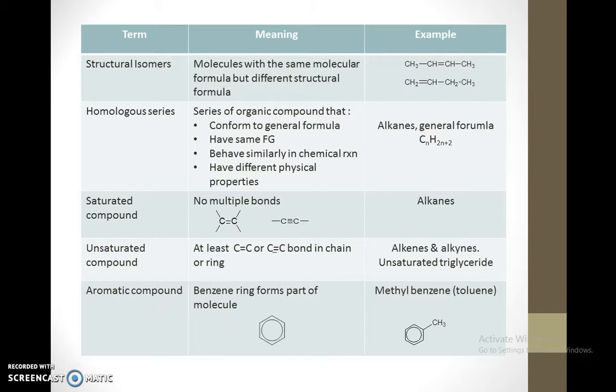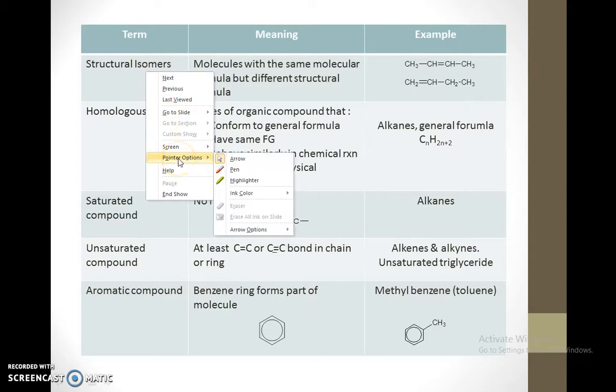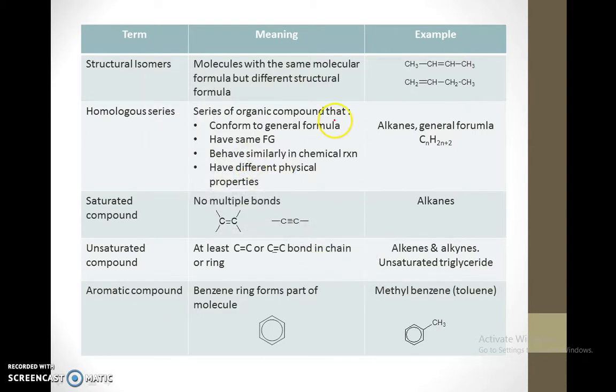Next, the structural isomer. Structural isomer means molecules with the same molecular formula but different structural formula. For example here, this is butene. The second organic compound is also butene, but the arrangement of the functional group is different.